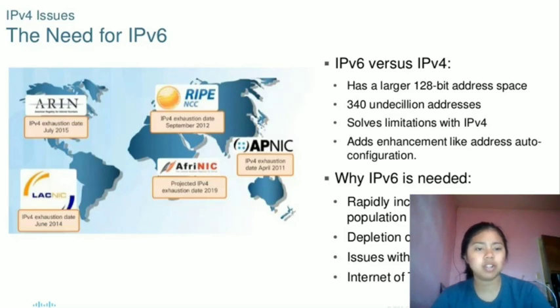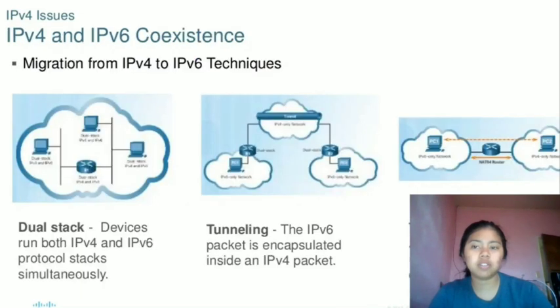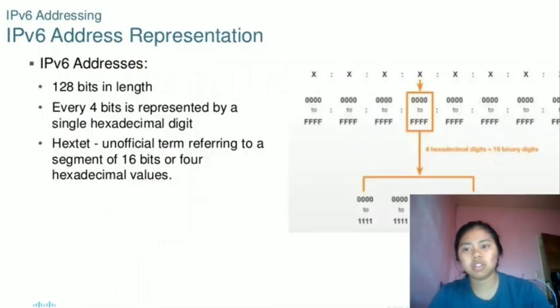Why IPv6 is needed: the rapidly increasing internet population, depletion of IPv4, issues with NAT, and the Internet of Things. IPv4 and IPv6 coexistence. Migration from IPv4 to IPv6: dual stack, tunneling, and translation.